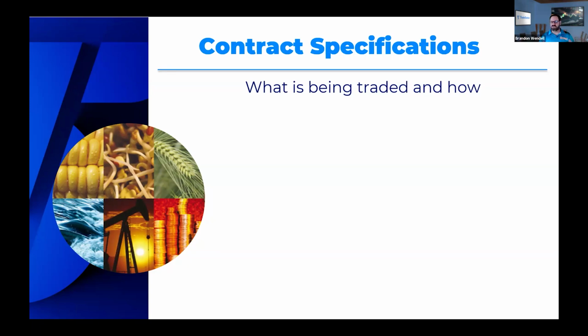It could be a certain amount of soybeans, it could be a certain amount of crude oil. It's not the same measurement for all those. So we need to know what's being traded. We have what are called contract specifications. So, first of all, with the contract specification, what is the underlying asset?